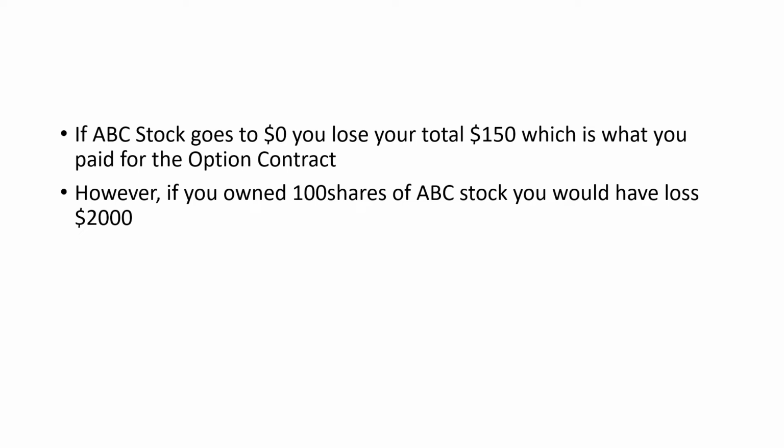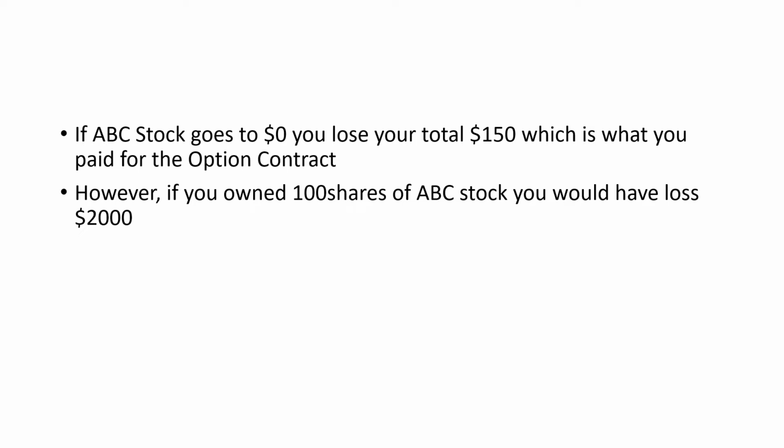Okay, let's say ABC stock goes to zero. Bad news. Goes to zero. Now, if you bought the call option, which you paid $1.50 for, which of course, as we've learned, is $150 for that contract, that would be the most you could lose. That would be the most you can lose, is what you pay for the option contract when you're buying options.